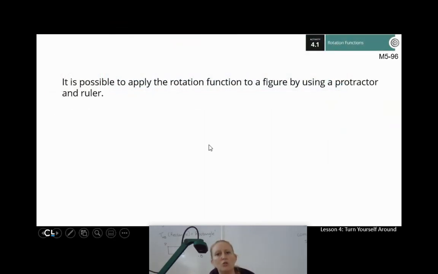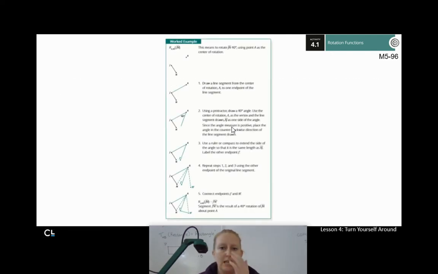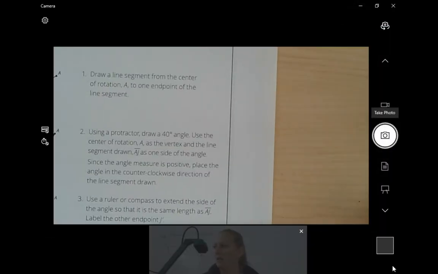It is possible to apply the rotation function to a figure using a protractor and possibly a ruler. I'm going to be using a compass to help make this a little easier for me. So here's how this works. If you're on page 96, they have these step-by-step instructions. Now, I know they can be hard to follow, so I'm going to show you how this works. This is why I have a camera, people. Actually, more than one camera. There it is. All right.